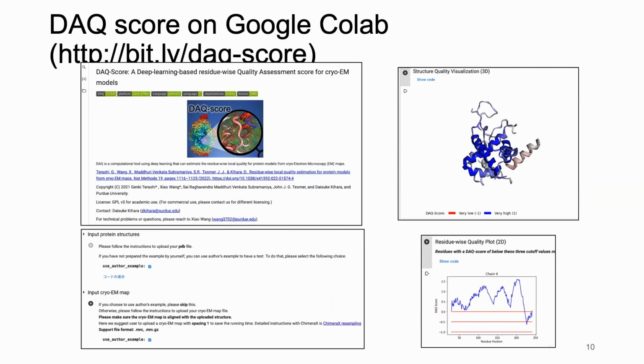This program is available online as a Google Cloud version. Later, I will show how to use this Google Cloud version. The user can easily upload the map and PDB structure, then click the button, and it will show the 3D structure, where the high quality regions and low quality regions are, and also plot the 2D plot.